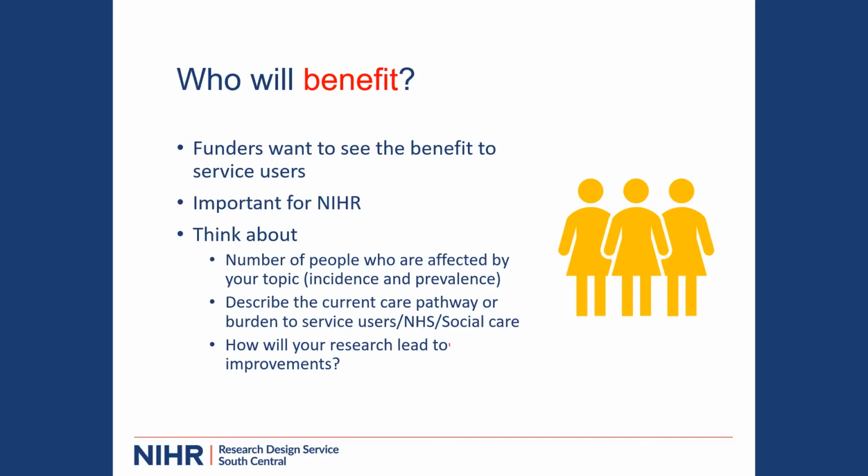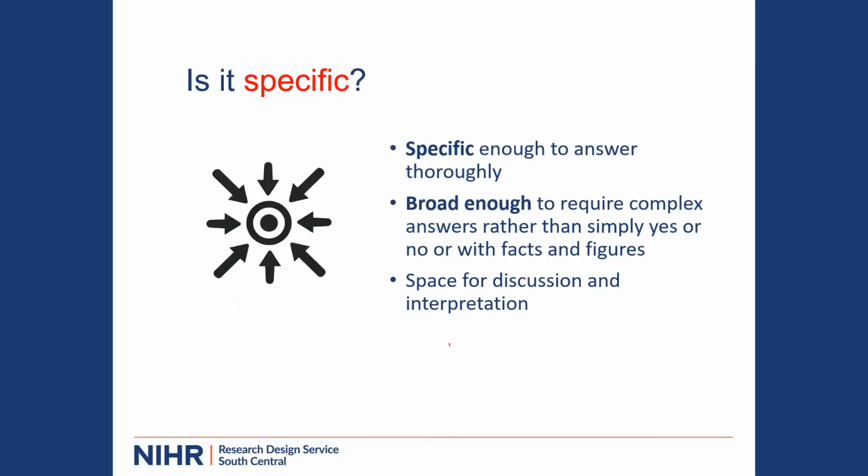You need to think about describing your current care pathways or burdens to service users and social care, and thinking about actually how your research would lead to improvements in that. So it's thinking about who will benefit in your research. That's an important part. If you look in your worksheet, there are areas for you to start jotting these types of things down, and thinking about that early is really important for justifying your research going forward. Now, your research question also needs to be specific.